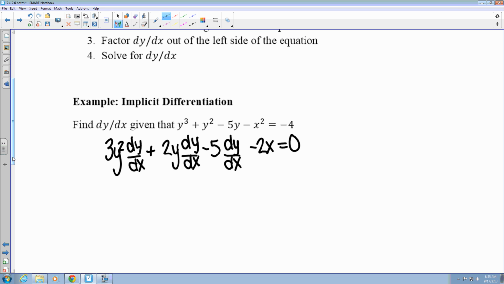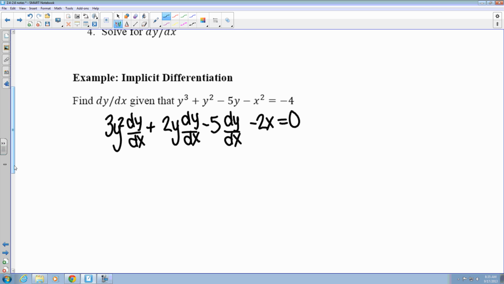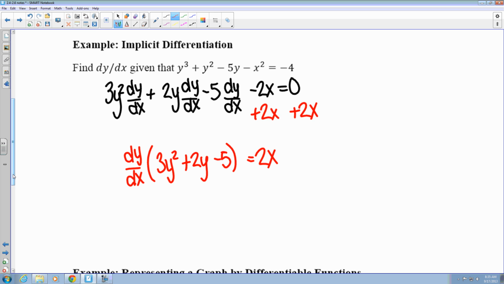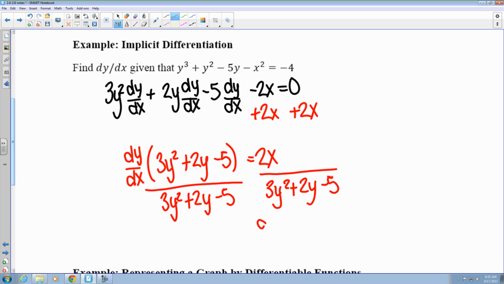So we need to move everything that doesn't have a dy dx to the other side, and it's going to be much easier to do it that way since we only have one term to move over. And then in the same step, I'm going to take the dy dx out of the left side. So every term had one in it, so we're going to take it out. And then I want to solve for dy dx, so I need to divide both sides by this whole thing. Once I do that, I have dy dx alone, and that was my answer. So we can have both x's and y's in our answer. That's okay.